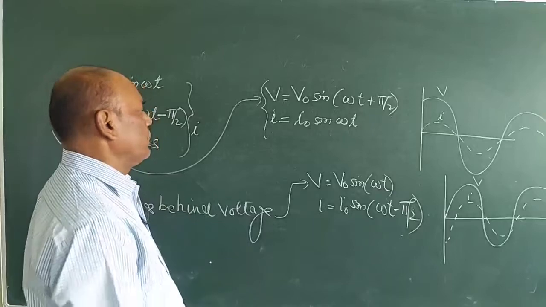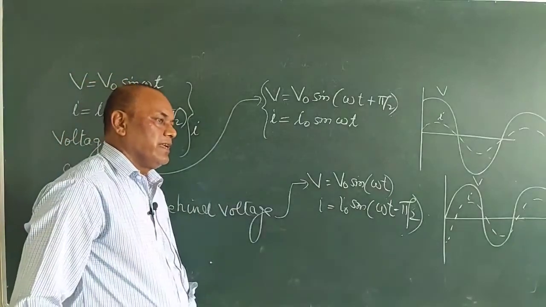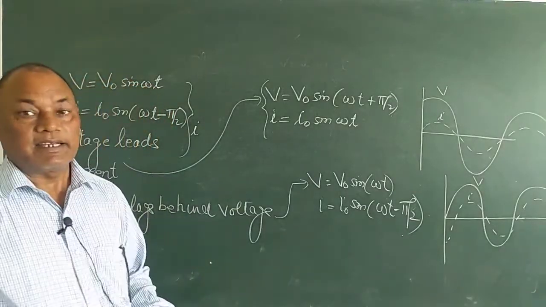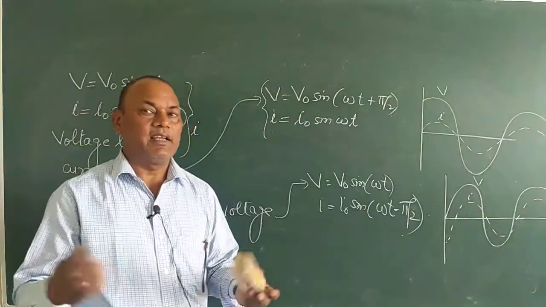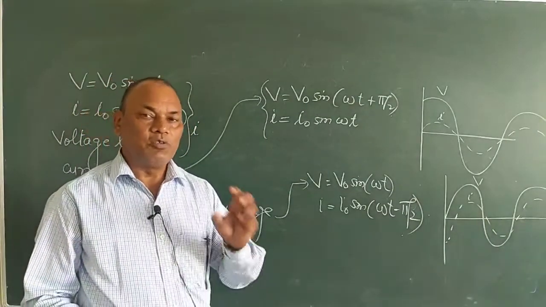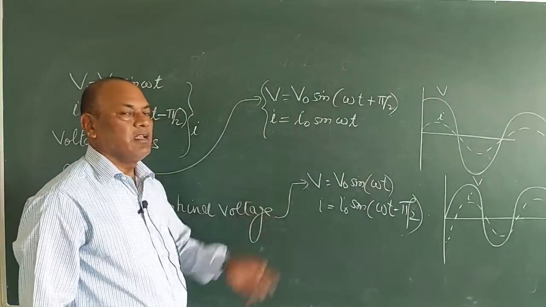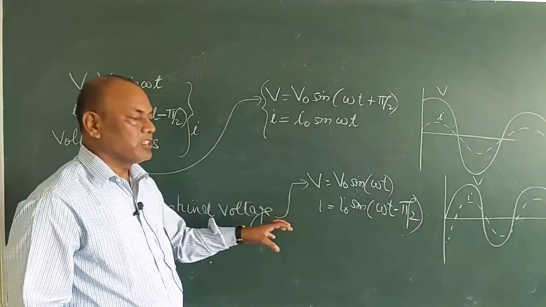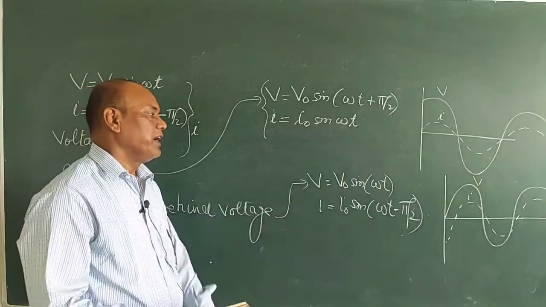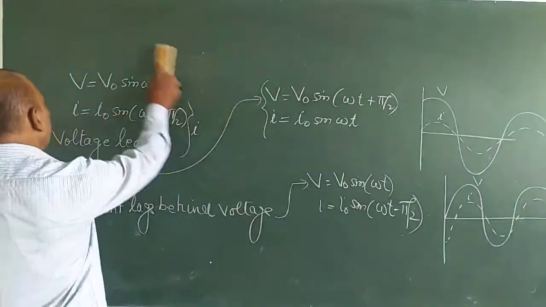So this point you have to note in your mind, that in the case of an inductor, when it is connected in an alternating circuit, you can say that voltage leads current by 90 degrees, or just the opposite, current lags behind the voltage by 90 degrees.